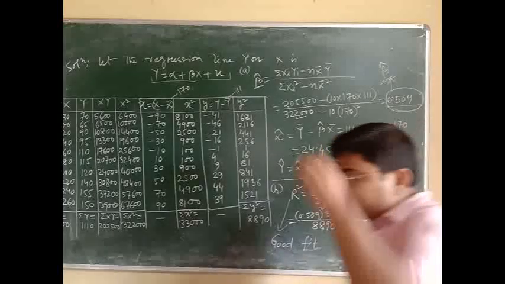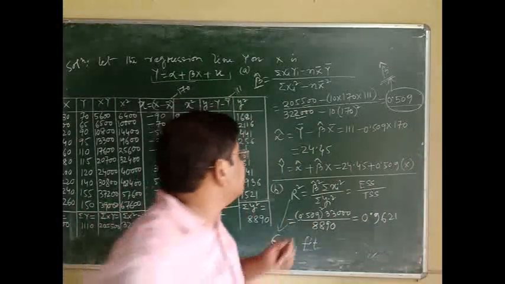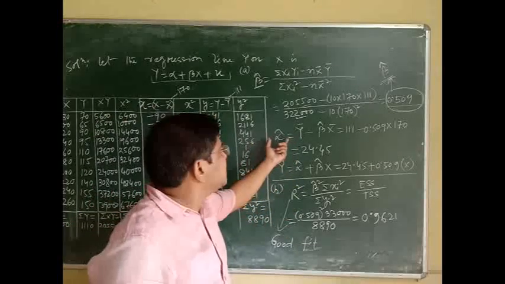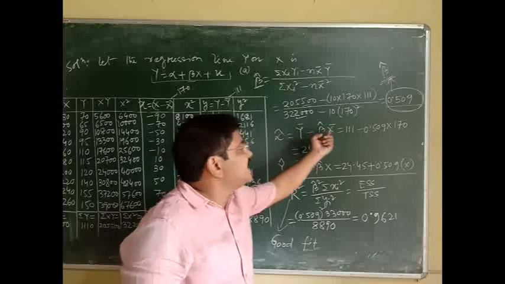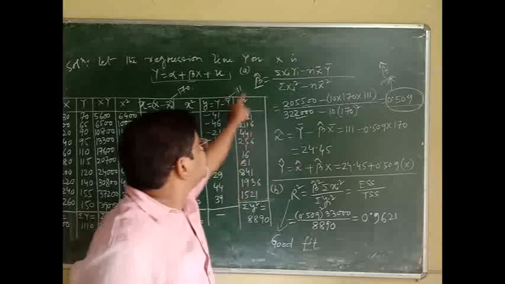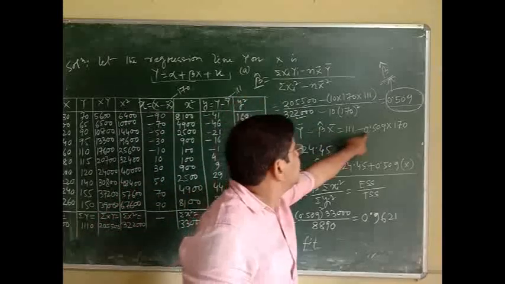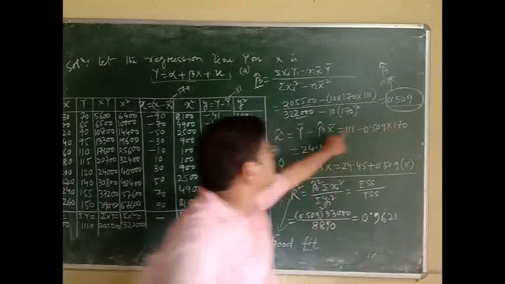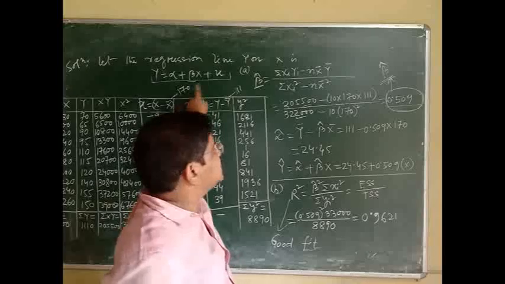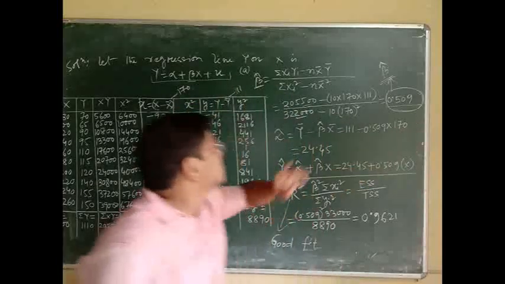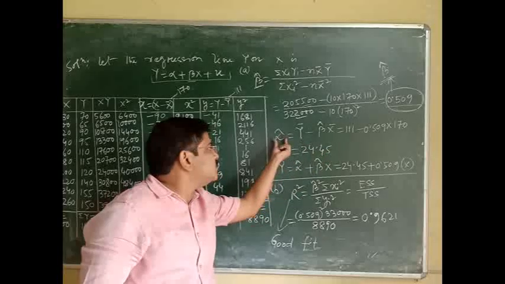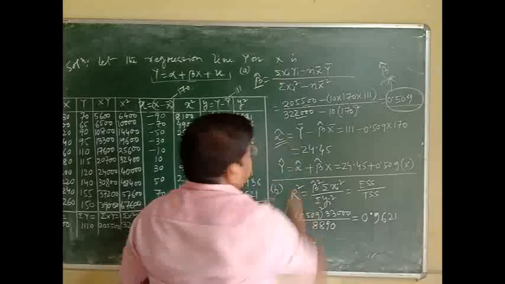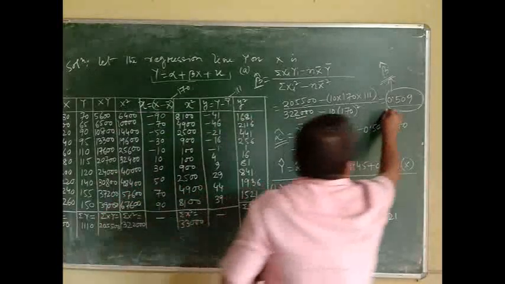Once you estimate your beta hat, then from your regression line you can easily find your alpha hat. Alpha hat is equal to y bar minus beta hat x bar. We know y bar is this value, minus beta hat, which you have already estimated, that is 0.509, times x bar. x bar is 170, so you multiply by 170 here. After all the calculations, your alpha hat is equal to 24.45. So alpha hat is estimated, and beta hat is also estimated.